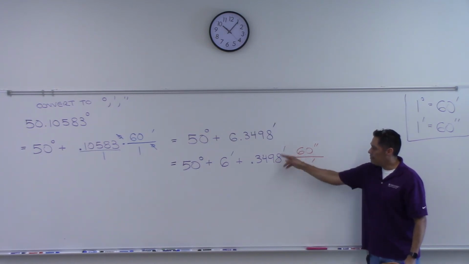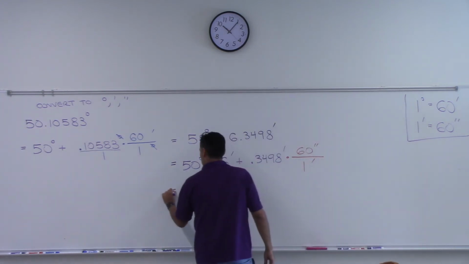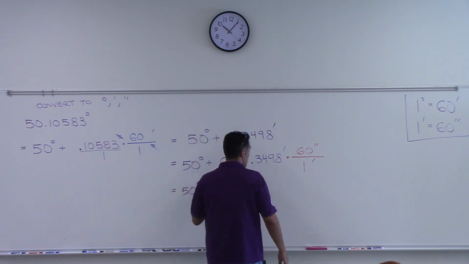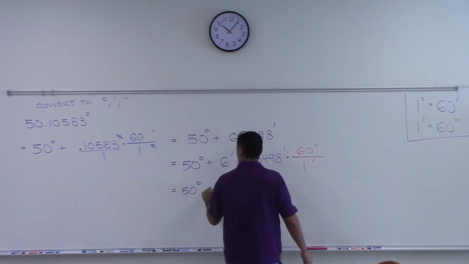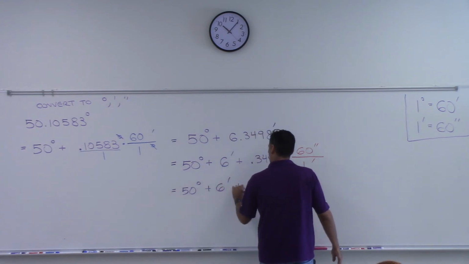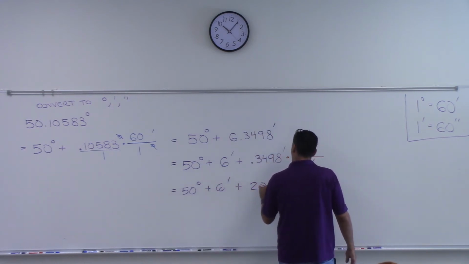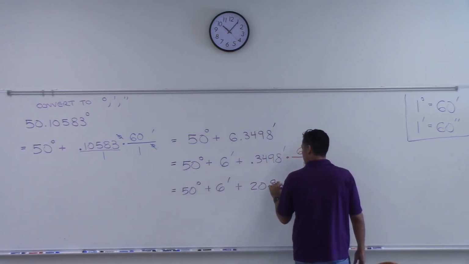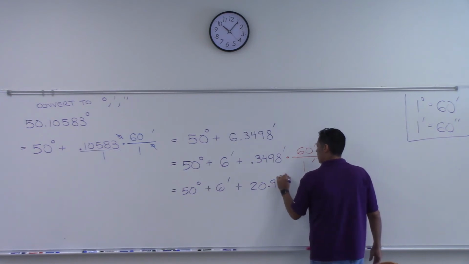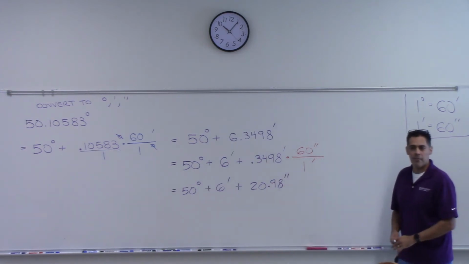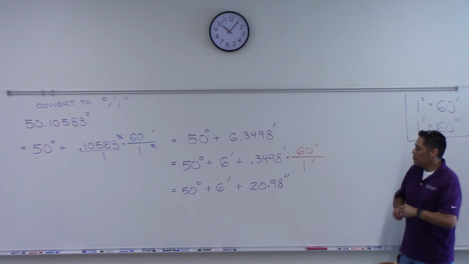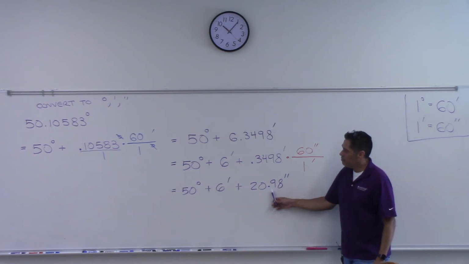So you need to do that. So what happens when you multiply that? What do you get? 20 what? 0.98? Okay, so 6 plus 20.98, you said? 98 seconds, right? Now the reason why this is not what was it supposed to be?